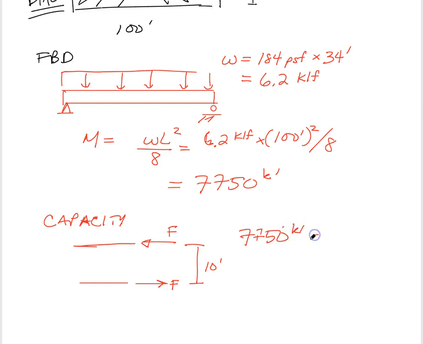So there is the demand. The capacity is going to be calculated from F times D. And so we know that D is equal to 10 feet. So that would tell us that F would equal 775 kips. So that's what we need now. We're going to design that top chord in compression for 775 kips.